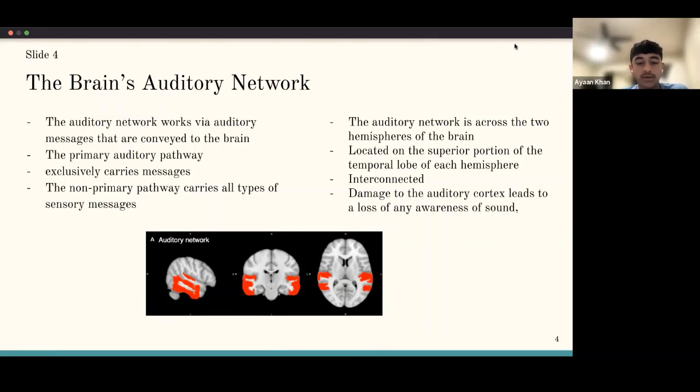The auditory network is across the two hemispheres of the brain. It is located on the superior portion of the temporal lobe of each hemisphere. Each part of the network is interconnected on the same and on the opposite cerebral hemispheres. If any part of the auditory cortex is damaged, it leads to a loss of any awareness of sound, but an ability to react reflexively to the sound that remains.